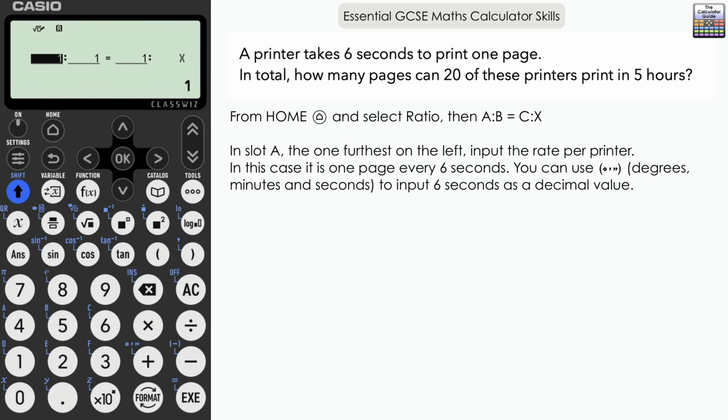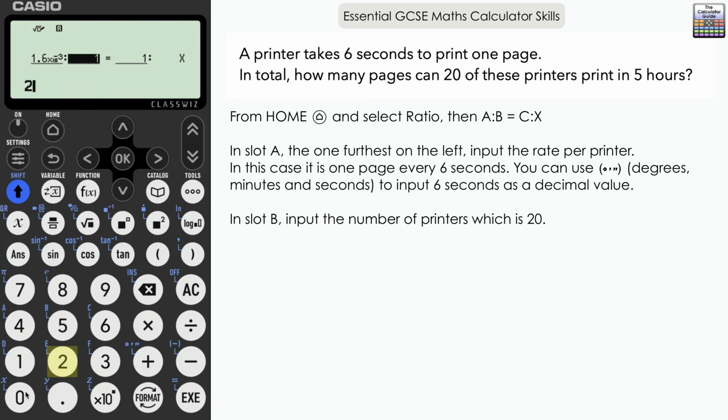Now, how would we input 6 seconds? Well, we have to do it in denominations of hours, minutes and seconds. So 0 hours, 0 minutes, 6 seconds. Execute. That will change that to a decimal value for us.